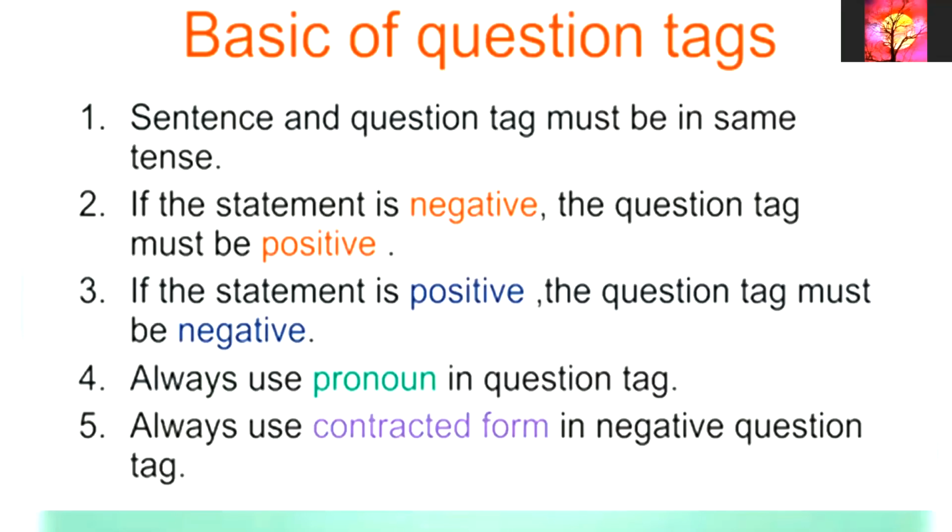So let us now just revise certain basic information about question tags. The sentence and the question tag should always be in the same tense. If the statement is negative, the question tag should be positive. If the statement is positive, the question tag should be negative. We should always use the pronoun in the question tag. Also, we need to use the contracted form of the auxiliary verb in the negative question tag.